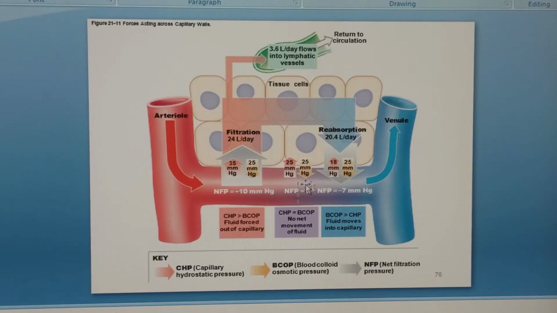Now, the pressure inside the capillary can be greater than that of the osmotic pressure, which means if that's the case, things can move outside of the capillary, diffuse into the interstitial space. Whereas the opposite is true if the interstitial fluid has a greater pressure than the capillary hydrostatic pressure. If the osmotic pressure is greater than the hydrostatic pressure, then things can move inside the capillary from the interstitial space. And that's what we're going to be talking about.